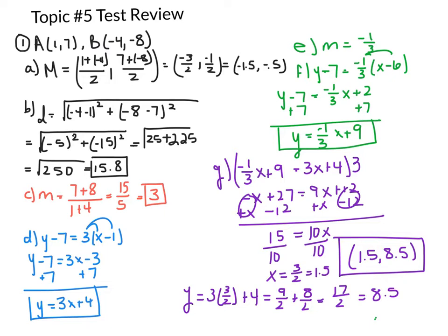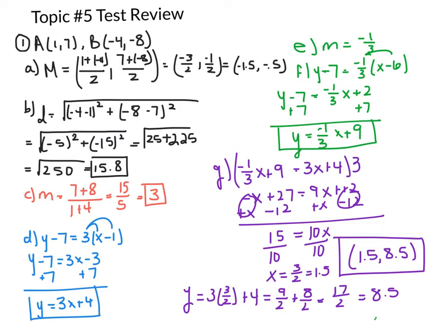Part E says there's now a second line, L2, that is perpendicular to the first, and they want us to find the gradient of that. So perpendicular lines have opposite reciprocal slopes, or opposite reciprocal gradients. So I flipped it over and made it negative. So you end up with a slope of negative 1/3.